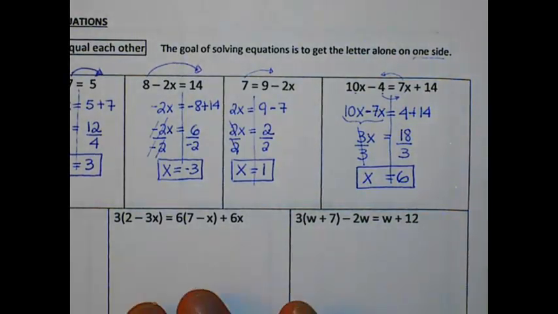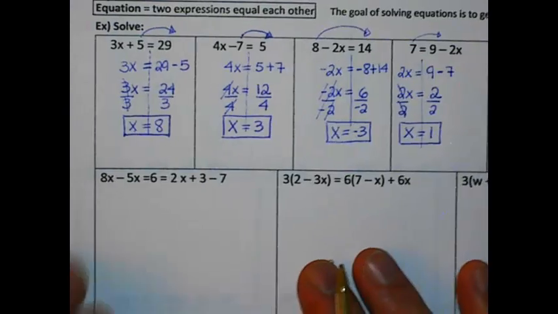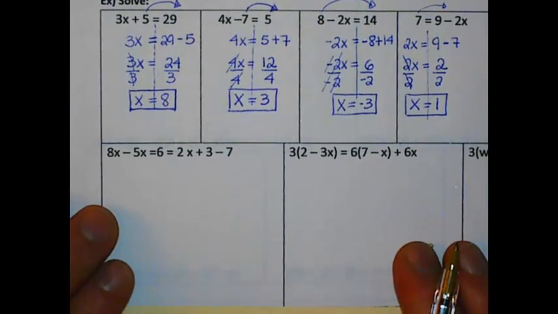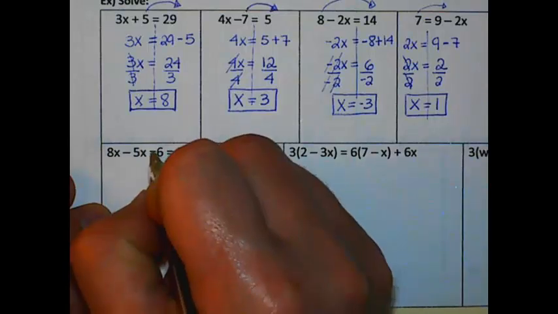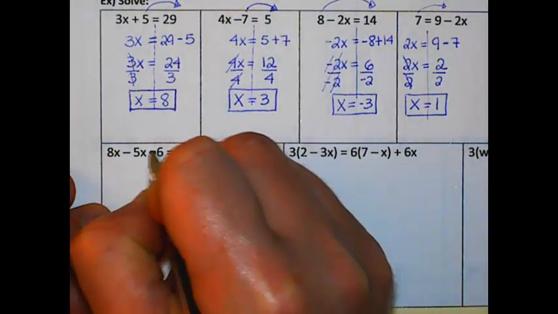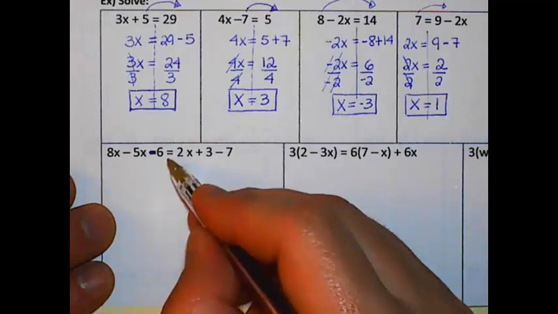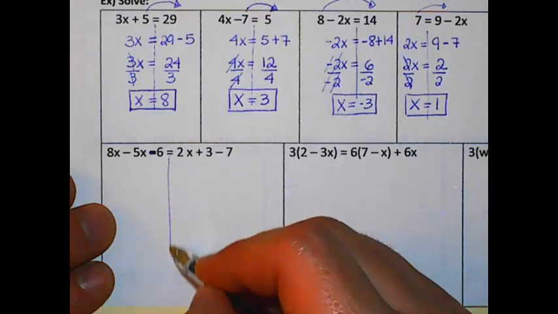Alright, very well. Let's go on to the next problem. There's a little typo here. This is supposed to be a negative, not an equal sign. So I apologize for that. Here's my equal sign, so I'm going to draw my line.